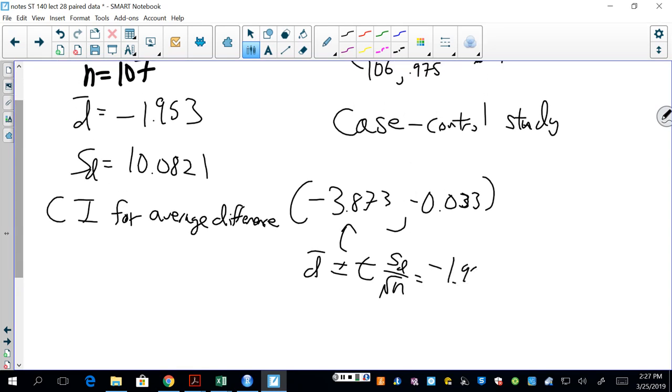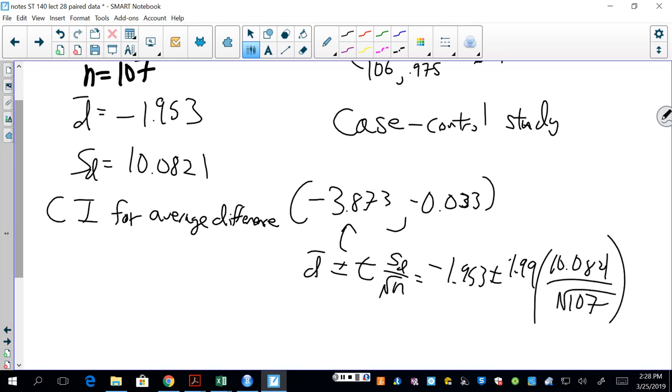Negative 1.953 plus or minus the 1.99. Correct that, and then 10.0821 over the square root of 107. Yeah, it's something very close to this. It still doesn't include 0. So is there a significant effect? Yeah, pretty much a significant difference, right?